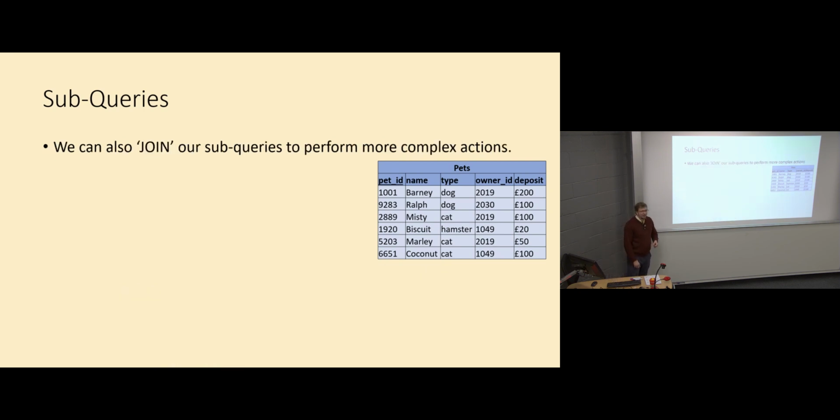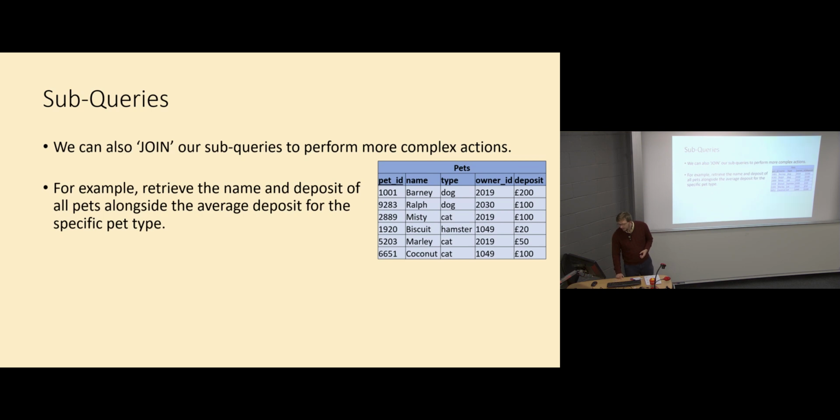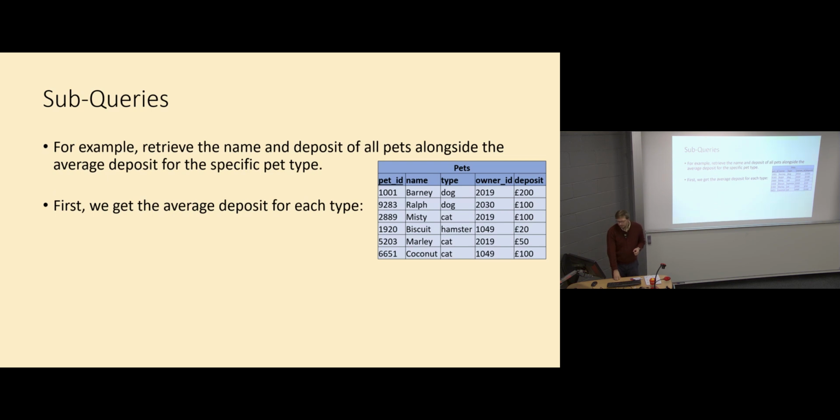We can join these subqueries as well, so you're not just limited to using them in a where clause. You can do more complex things. So if we wanted to retrieve the name and deposit of all pets alongside the average deposit for each specific pet type, we can do this as well. So let's break it down. First, we want to get the average deposit for each type of pet. So dog, cat, hamster, that's the only three types we have here. And we can do this.